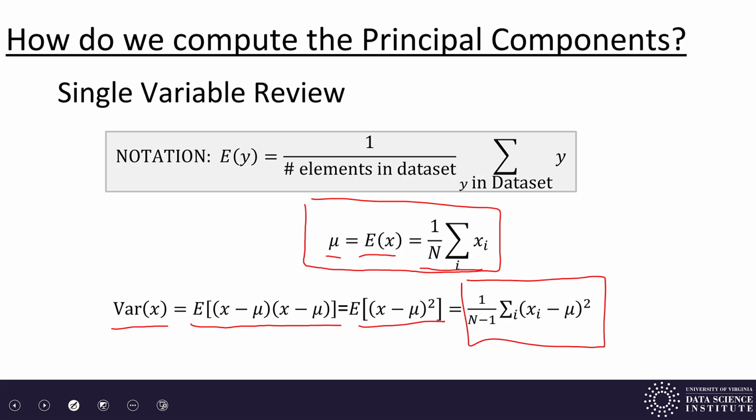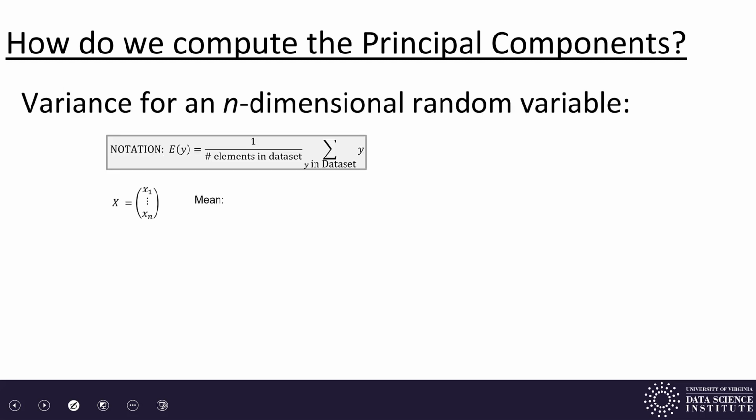So to do the same things with multiple variables or with vectors, we're going to have the same notation for expected value for an n-dimensional random variable. And so here, remember, our x represents our n-dimensional variable. It's a column vector, and its components are x1 through xn. The mean is just going to be the expected value of x, which we write mu, and it's a column vector with mu1 through mu n.